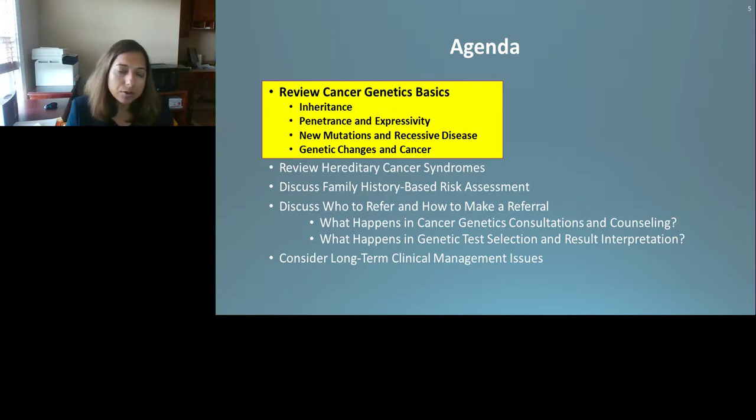For reviewing genetics, we would need to review some basics. This is going back to medical school information that we are all familiar with, but a review is well placed in most discussions.